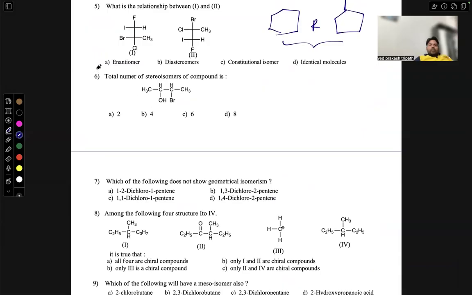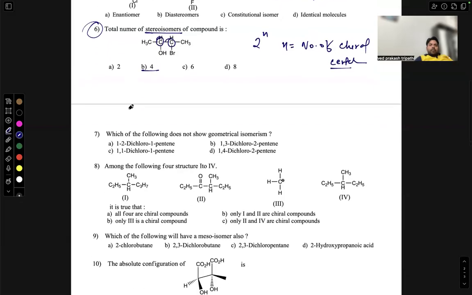This is an easy one. How many stereoisomers here? The formula is 2 to the power n, where n is equal to the number of chiral centers. So what should be the answer? Yes, two chiral centers, this and this. So 4. Very good.